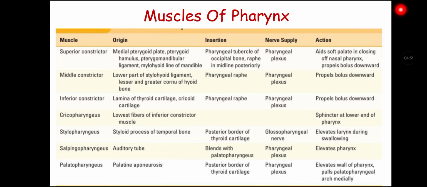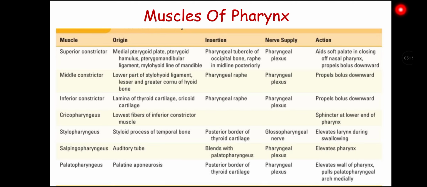Second muscle of pharynx is middle constrictor muscle that starts from lower part of stylohyoid ligament and lesser and greater cornu of hyoid bone. It inserts into the pharyngeal raphe. It is supplied by pharyngeal plexus. It propels bolus downward.